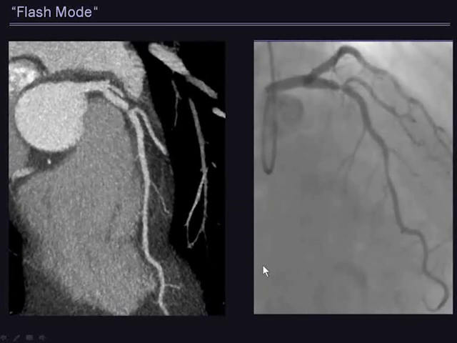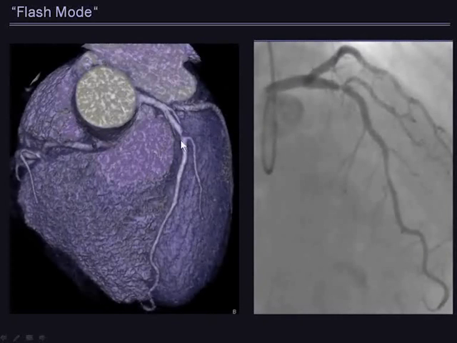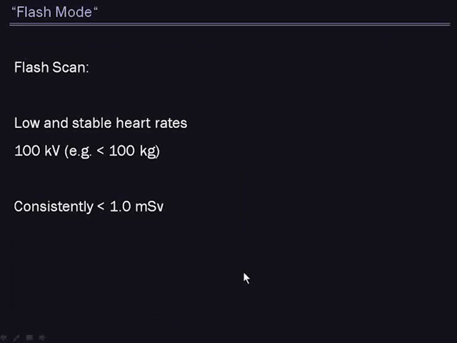Here are examples of coronary artery stenosis visualized in the flash mode. Here's a high-grade, very short, eccentric stenosis of the left anterior descending coronary artery. This is the corresponding invasive angiogram. Here's a three-dimensional reconstruction of the same case, and again the invasive angiogram for correlation.